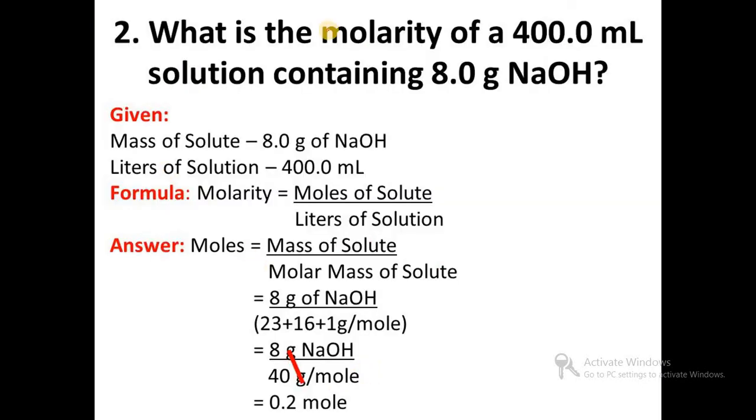Then another example: what is the molarity of 400 ml solution containing 8 gram NaOH? So given value, mass of solute 8 gram and volume of solution 400 ml. Then molarity is nothing but moles of solute divided by liter of solution. Then first we calculate moles, that is mass of solute divided by molecular weight of solute. So here mass of NaOH is 8 gram divided by molecular weight of NaOH, that is 40. So 8 divided by 40 is equal to 0.2.